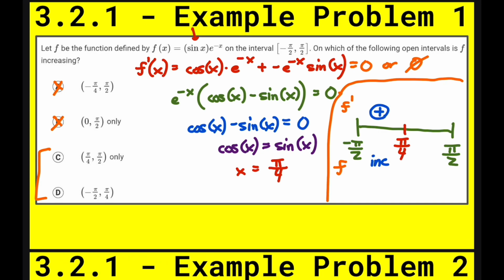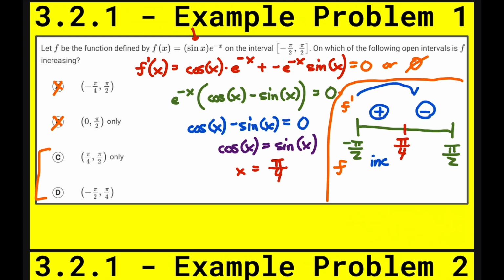Okay, now we're going to test the other interval. We need to figure out a value between pi over 4 and pi over 2, and the best value to do that for is probably pi over 3. Well, sine of pi over 3 is bigger than cosine of pi over 3, so this value is going to be bigger than this value when we plug in pi over 3. Since the sine is bigger, it's going to be negative. This value is always positive, so we don't really need to worry about it. So long story short, this is going to be negative.